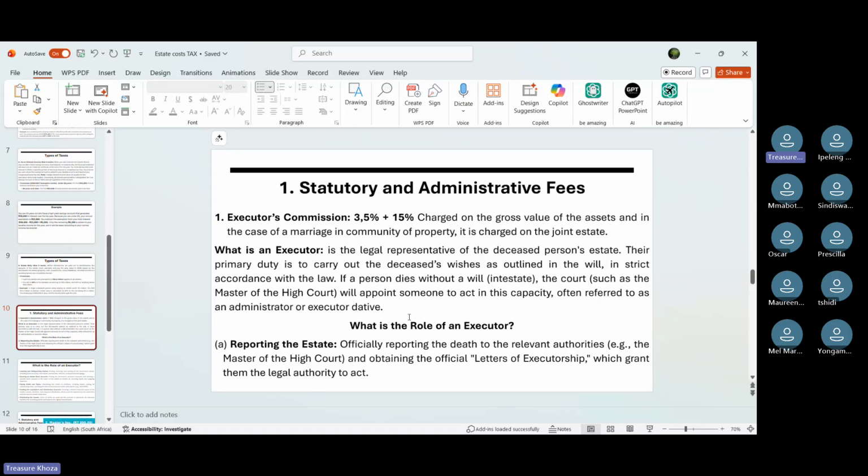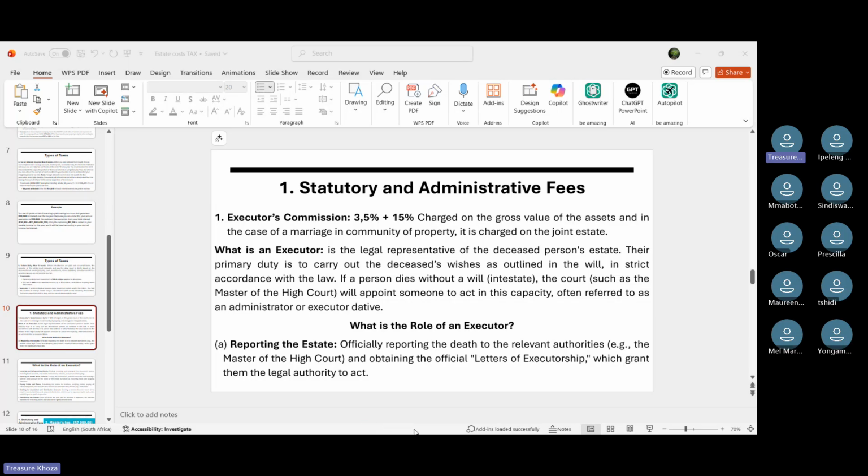Their primary duty is to carry out the deceased's wishes outlined in the will, because obviously there will be a will, in strict accordance with the law. So even if they follow your will, they also need to abide by the constitutional law and follow through what the law says. If a person dies without a will, intestate, then the court, such as the Master of the High Court, will appoint someone to act in that capacity, often referred to as an administrator or an executor dative. This is the decision which the court will take to distribute or settle your estate.